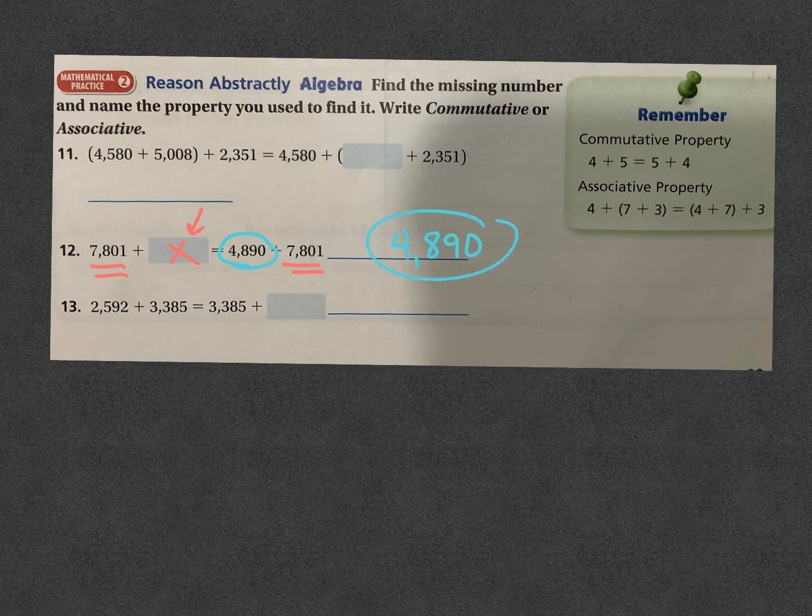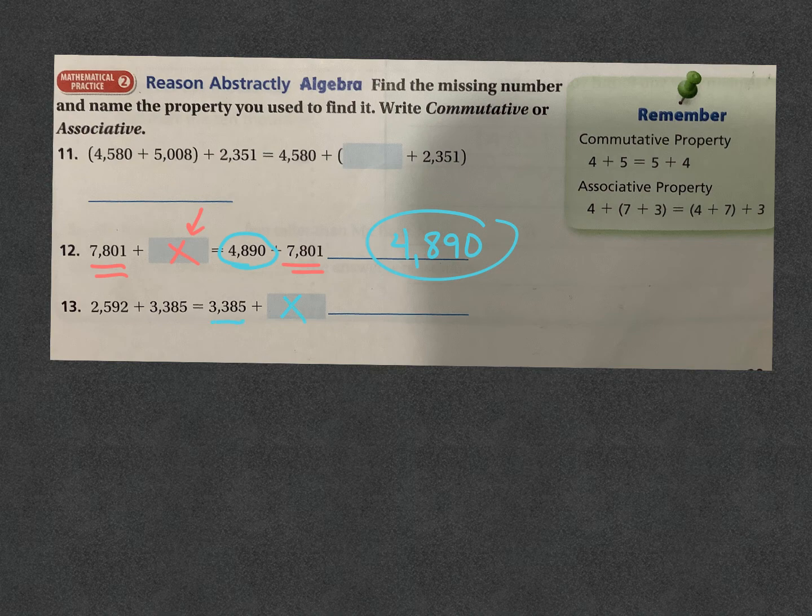That's all they were trying to do on this one, to get you to recognize that when you flip them around, it's fine, you're still going to get the same answer. Okay, let's look over here. This is kind of a similar thing. We have 2,592 plus 3,385 is equal to 3,385 plus some unknown number.